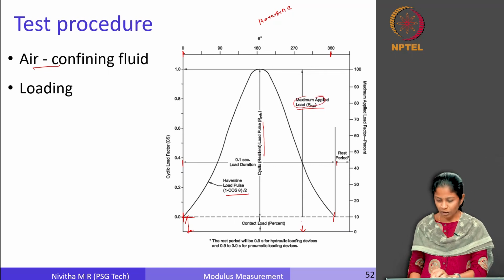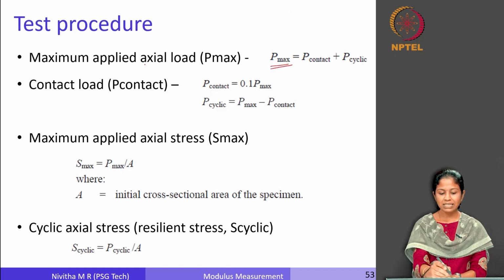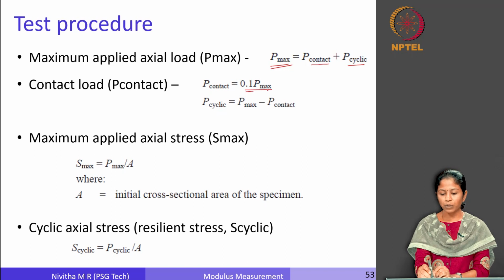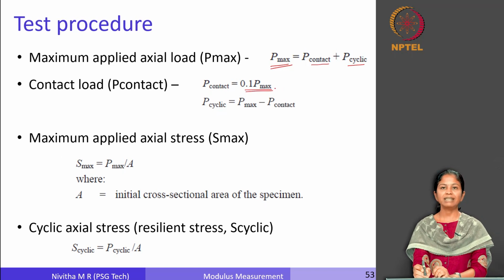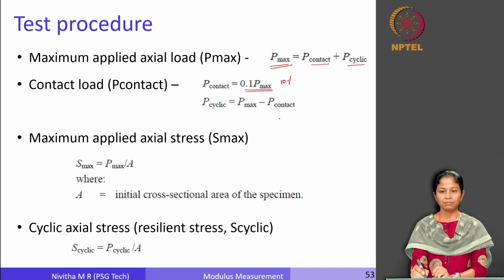Okay. Now, let us define all these things formally. Maximum applied load is called P max, right, the maximum applied axial load, which is nothing but the sum of contact load and cyclic load. That is what we call the maximum applied axial load. Contact load is nothing but 0.1 of the maximum load. Usually it is taken as 0.1 times the maximum load, or 10% of the maximum load.